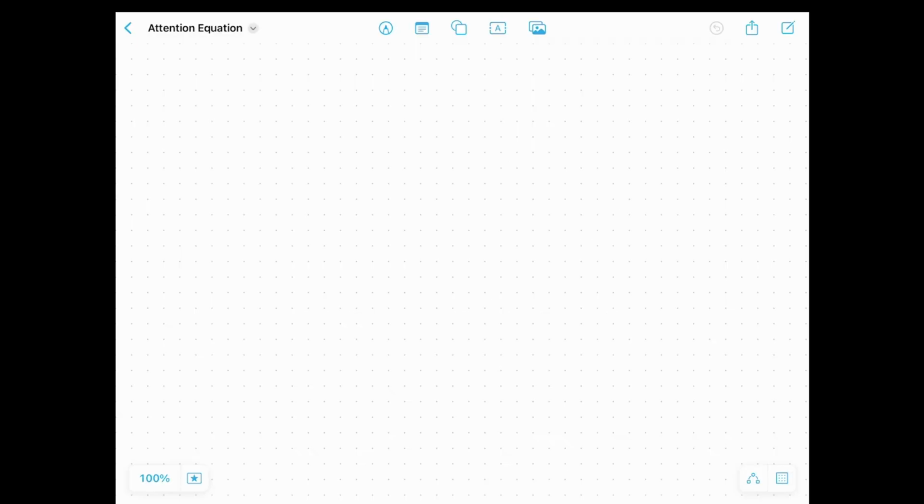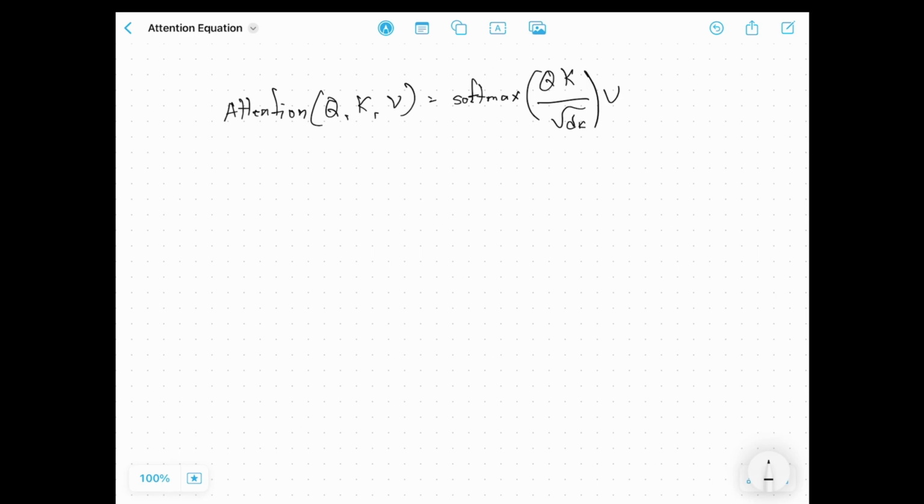I'll be rewriting that equation first. So attention of query, key, value is softmax of the query times key, divided by the square root of the dimensionality of these matrices, and multiplied by V. So this is our equation. Sorry for the bad handwriting.